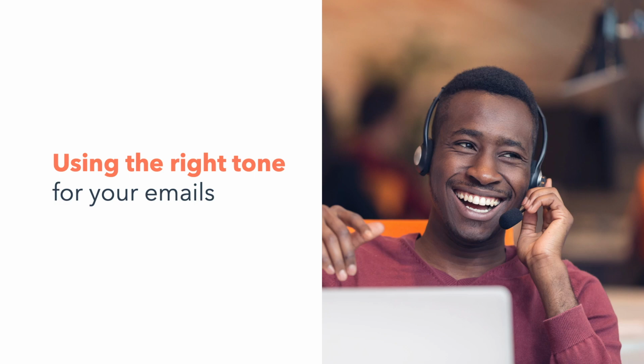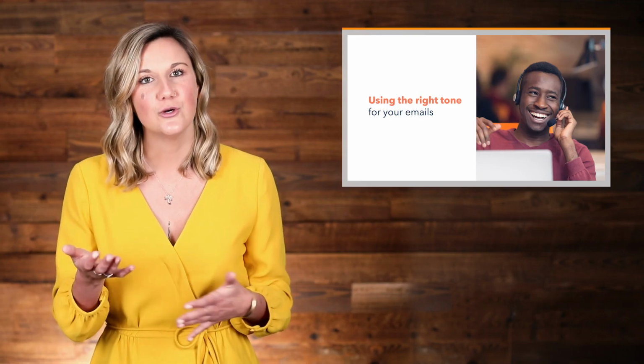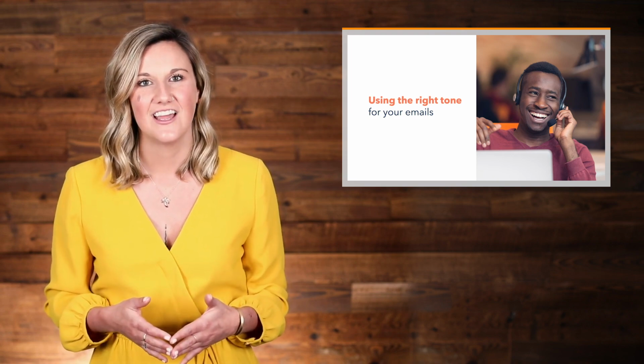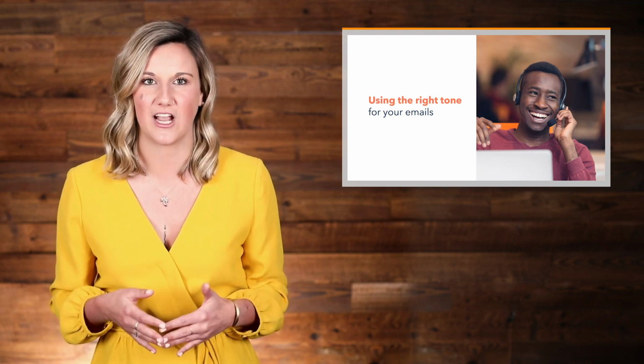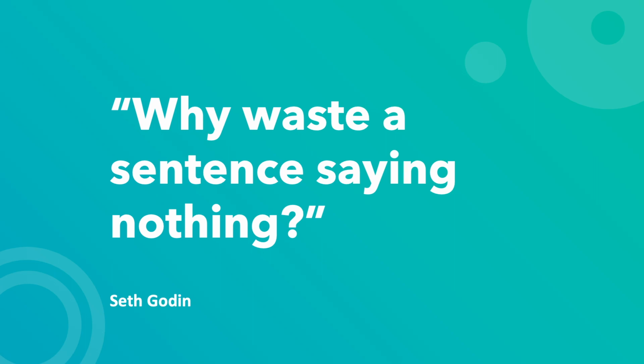The second is using the right tone. You will probably have a few different personas who you send emails to, and you might need to adjust the tone of your email copy depending on the persona or their context. There's so little time and space when it comes to email, so every word counts. Seth Godin says this really well. Why waste a sentence saying nothing?